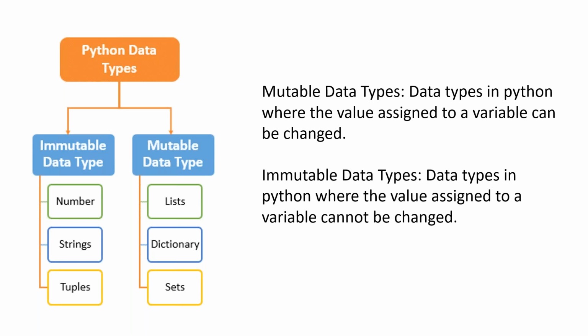So list, dictionary, and sets are mutable. That means the same variable you cannot change for immutable types, but you have to create a new variable for that. So remember mutable and immutable. Immutable is number, string, tuples, and mutable is list, dictionary, and sets.